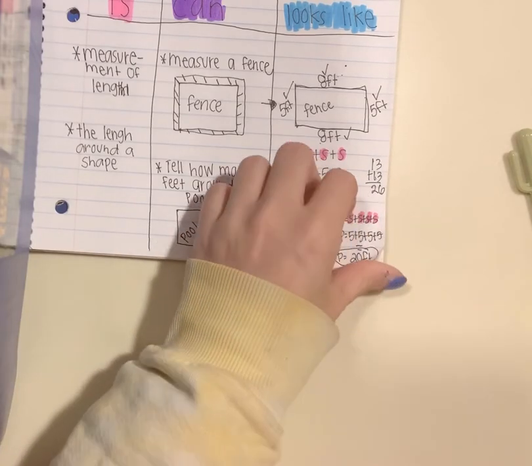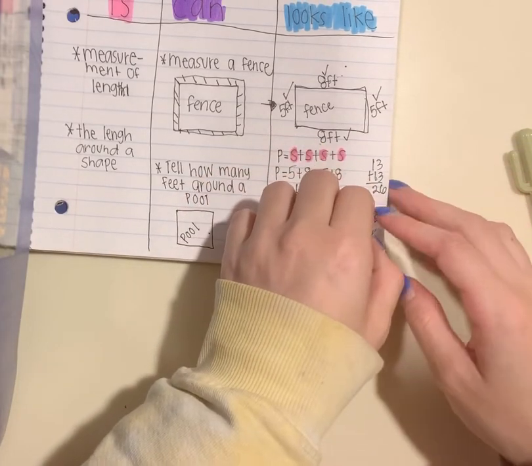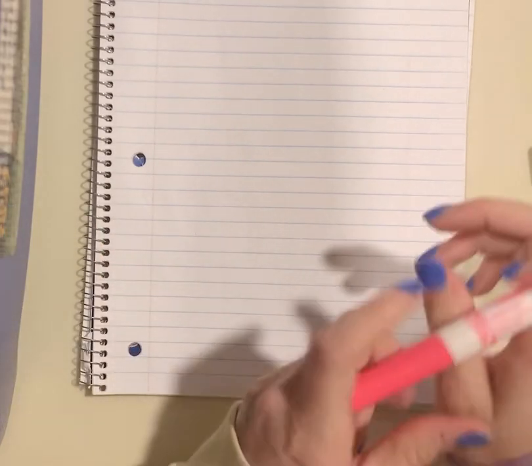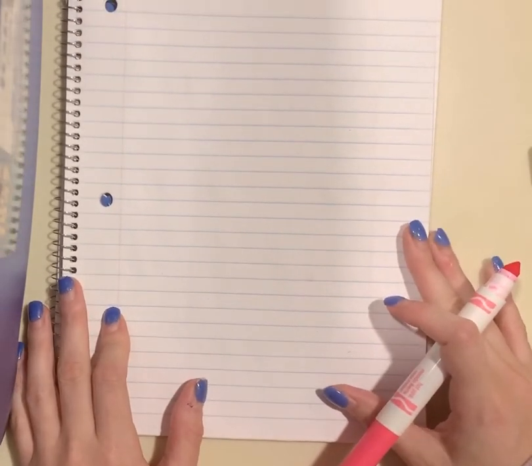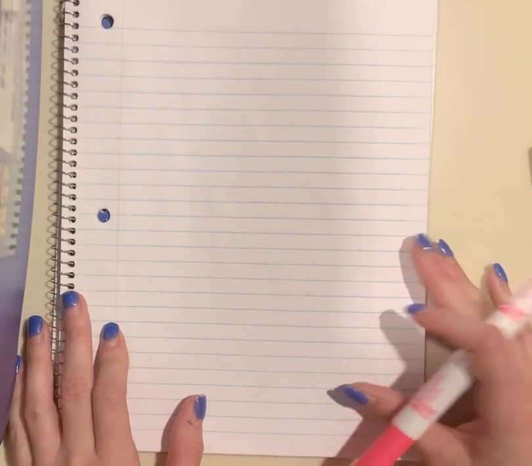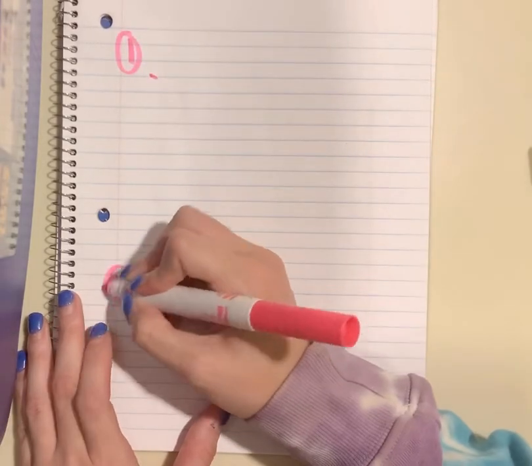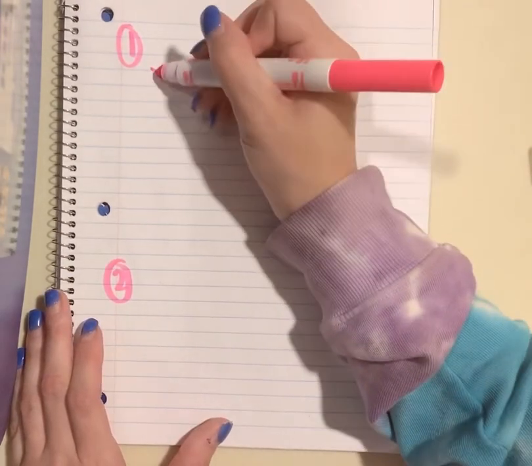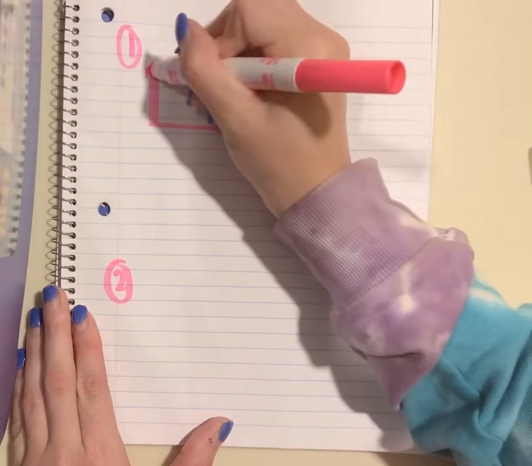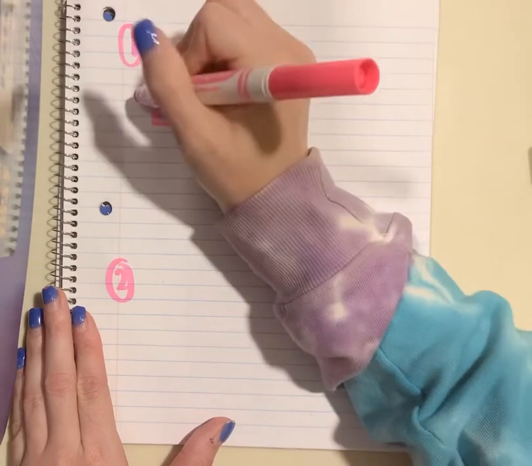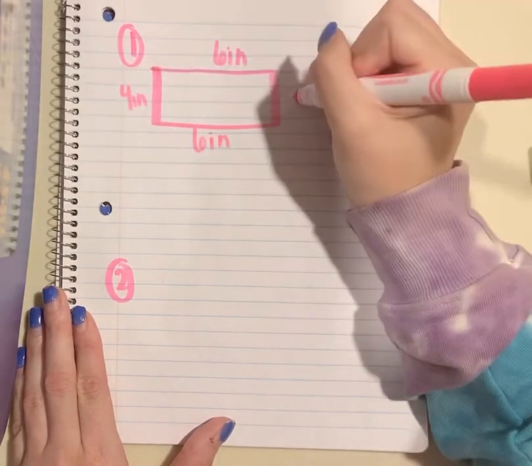Okay. We are going to go to the back. And I'm going to show you one example, and then you are going to try one on your own. If you are done and you do not need any more help, you may leave the video. Okay, I'm going to do one example here, and I'm going to do another example here. If I have a rectangle, and my sides are 6 inches, 6 inches, 4 inches, and 4 inches.